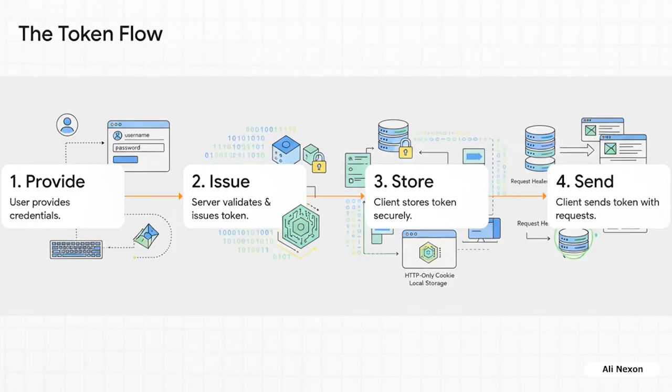So the flow is actually pretty simple when you break it down. 1, you log in with your username and password. 2, the server checks you out, says you're good, and hands you that digital keycard. 3, your app tucks that token away somewhere safe. And 4, every time you want to see a protected page, your app just sends that token along. See? Simple, but really, really powerful.